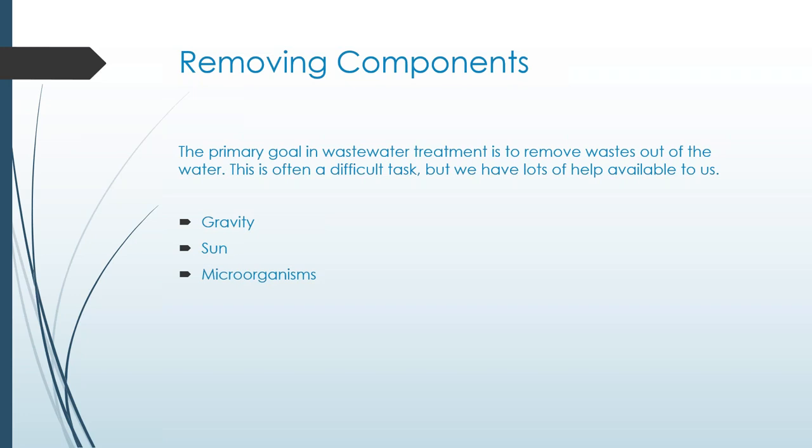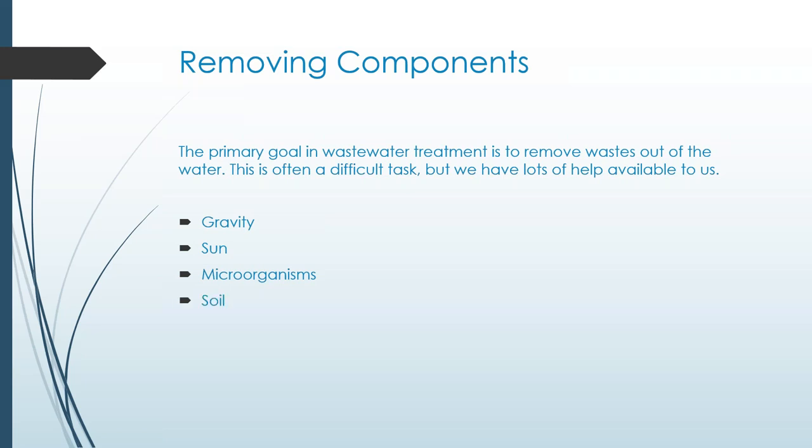Microorganisms. We mentioned microorganisms just a second ago in reference to disease-causing pathogens, but not all microorganisms are disease-causing. Some are in fact essential in wastewater treatment. Two such types of microorganisms are anaerobic bacteria, which means they grow in the absence of oxygen, and aerobic bacteria, which survives and grows in an oxygenated environment.